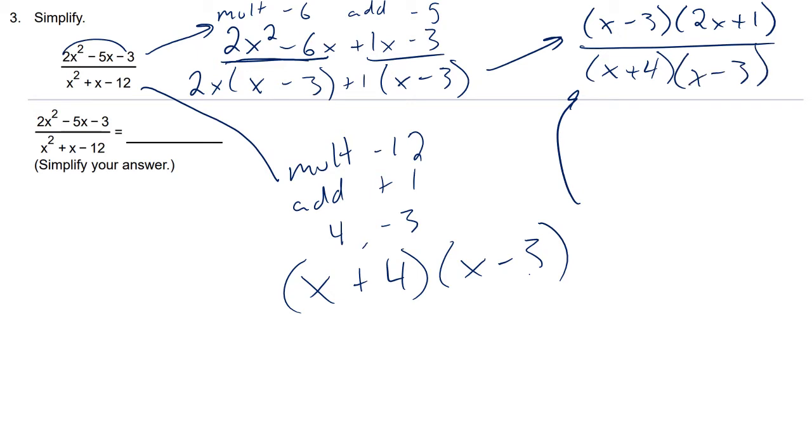And we want to simplify. So we're not trying to make it bigger, we're trying to make it smaller. Is there anything that can cancel out on the top and bottom? Yeah, there is. The x minus 3 on top and bottom can cancel out, which means our final answer is going to be 2x plus 1 over x plus 4.